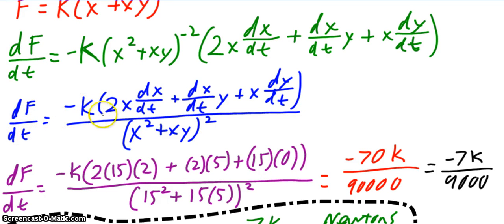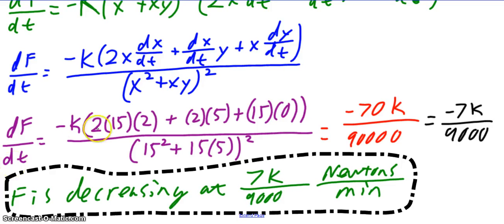So df dt is negative k times 2x dx dt plus dx dt y plus x dy dt over the quantity x squared plus xy squared. Now I substitute in the values that I have, negative k times the quantity 2 times 15 times 2 plus 2 times 5 plus 15 times 0 over 15 squared plus 15 times 5 quantity squared. I get negative 70k over 90,000, which is negative 7k over 9,000. So now that's how I come up with F is decreasing at 7k over 9,000 newtons per minute. So the negative was telling me that it was decreasing because remember k was given as a positive constant.